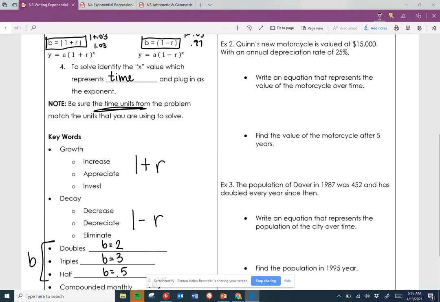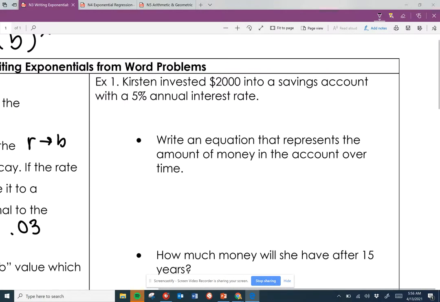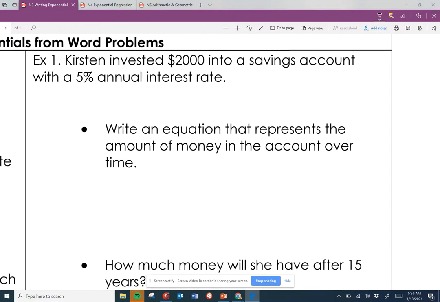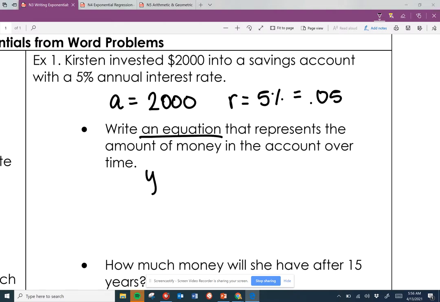For example, it says Kristen invested $2,000 into a savings account with a 5% annual interest rate. Initially, at the very beginning, she had $2,000. That's going to be our a value. Then we can see a rate of 5%, so our r is going to be 5%. But don't forget, we can't put percents into our formula. We're going to need to convert that to a decimal, so we'll do 0.05. To write the equation y equals a times b to the x power, we have almost everything we need except the b.